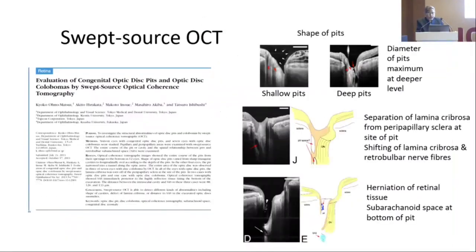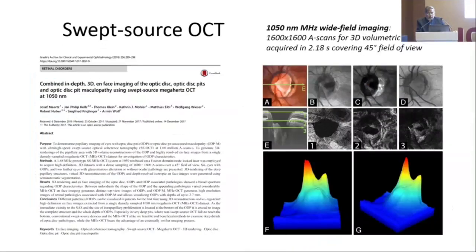This is one study where they have used various swept source OCT. Here you can see on OCT they defined the optic disc pit as shallow pit or deep pit, and depending on that we can plan the treatment later on. And the hole in the lamina cribrosa. You can go through this article.